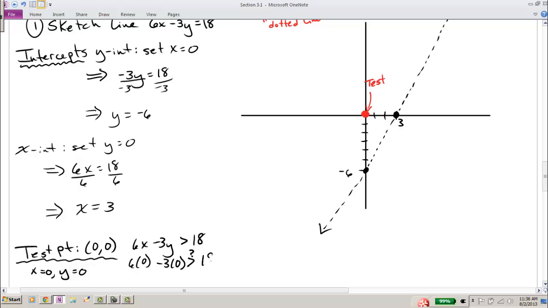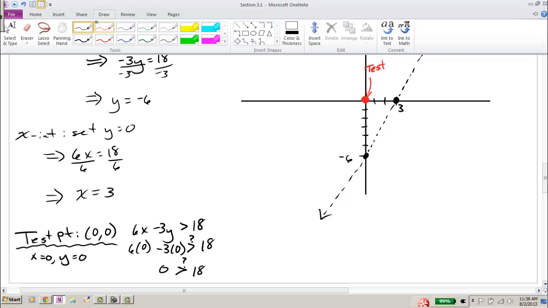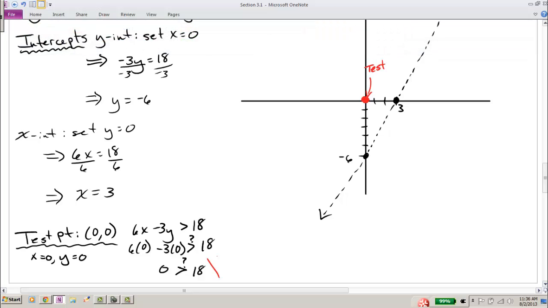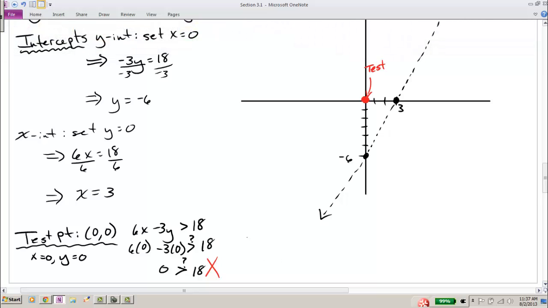Question mark there. And of course on the left side we just get 0. And of course this inequality is not true. 0 is not greater than 18. And so what this tells us is that since our test point did not satisfy the inequality, we're going to shade the side that doesn't contain the test point.